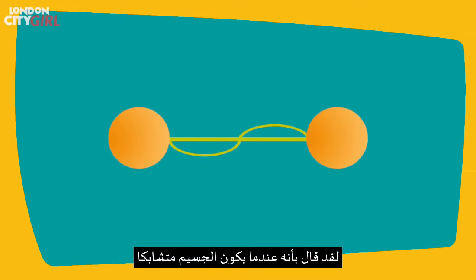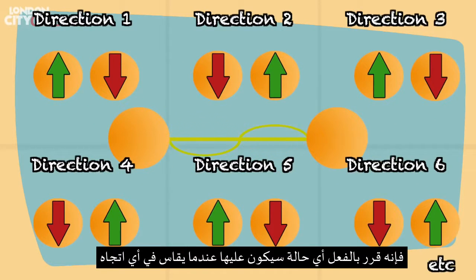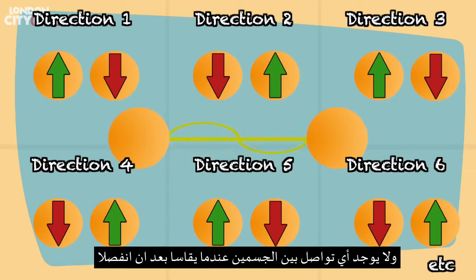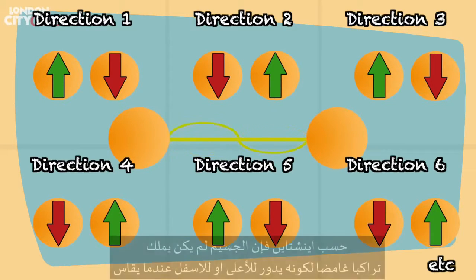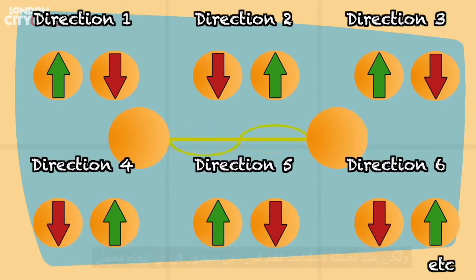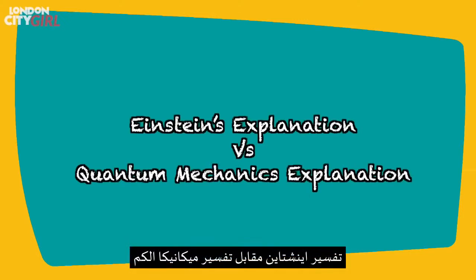He said that when the particles were entangled, it was decided what states they would each have when measured in any given direction, and there was no communication happening between the two particles when they were measured after they had been separated. According to Einstein, the particles didn't have some mysterious superposition of being both spin up and spin down until measured, but rather at the point of entanglement it was decided what spin one would have and what spin the other would have in any direction it was measured. Einstein's explanation versus quantum mechanics' explanation.